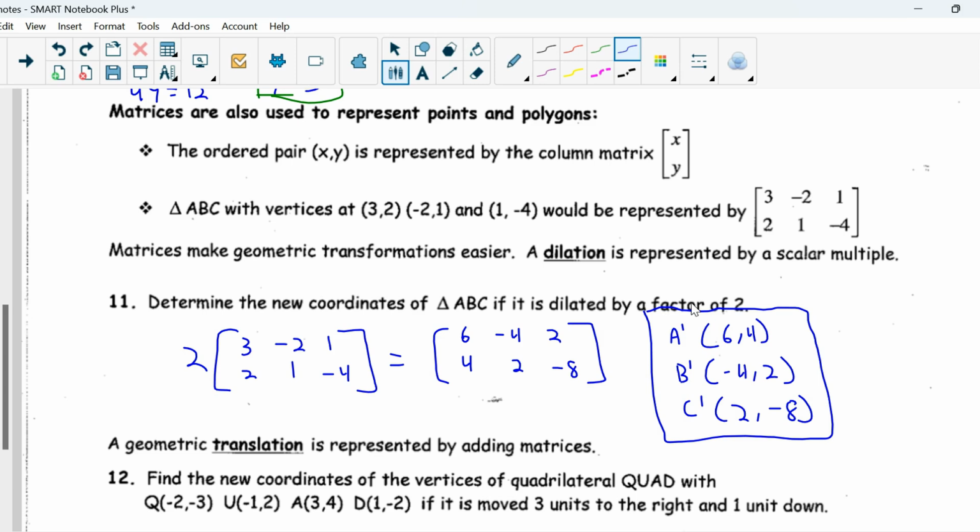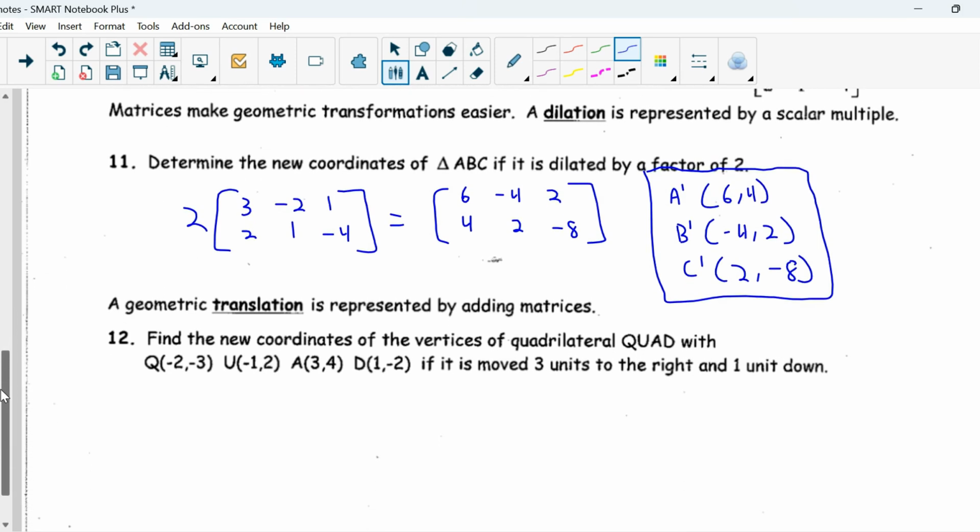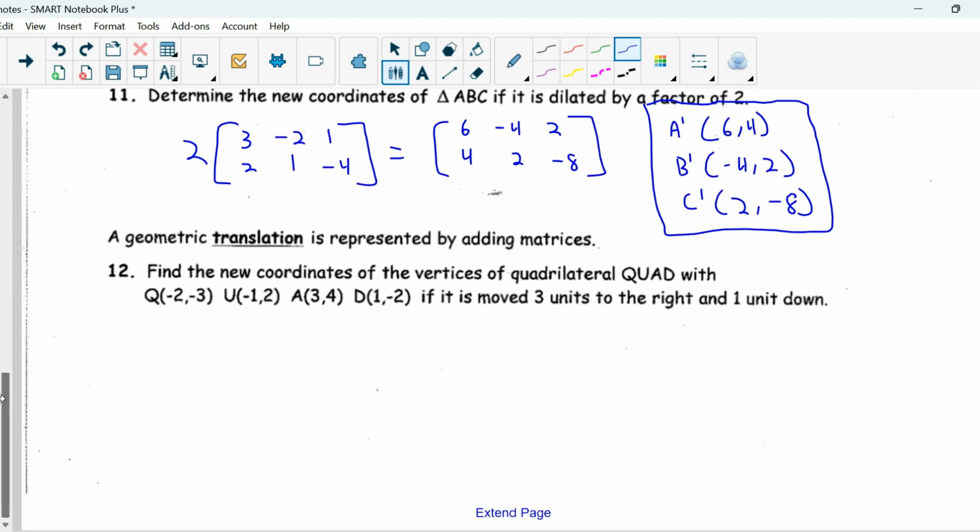All right. Final question here. We have one more geometric translation. We can translate geometrically by adding matrices. So we have this quadrilateral, QUAD. These are our coordinates right here. We are going to move these coordinates 3 units to the right and 1 unit down.